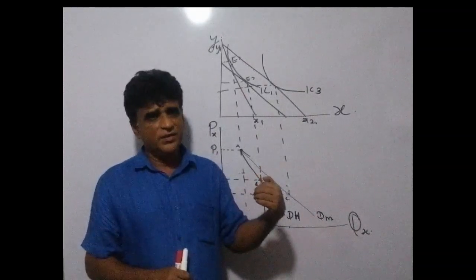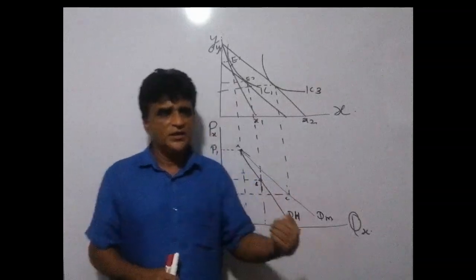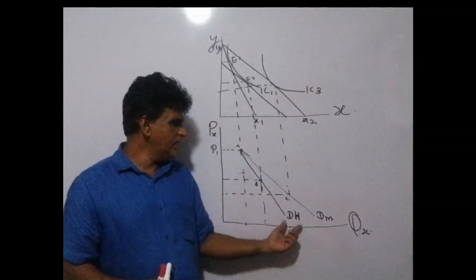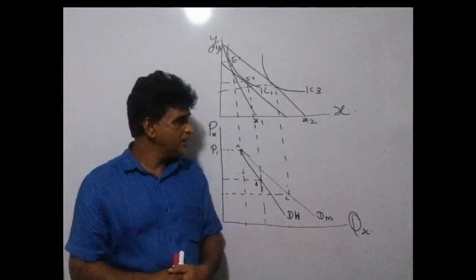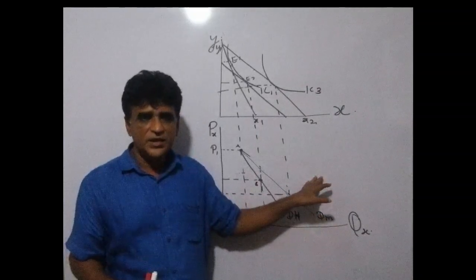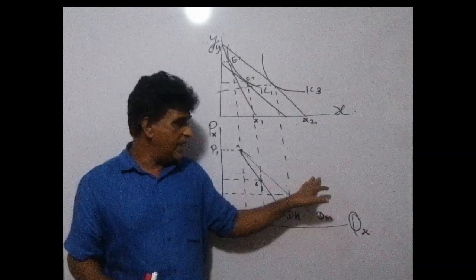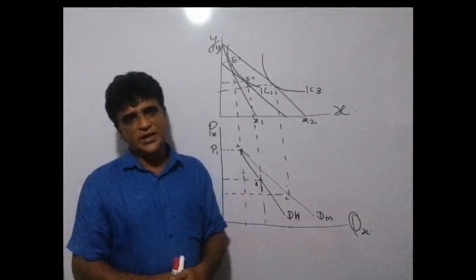Finally, we understood what the Marshallian demand curve is and what the Hicksian demand curve is. This is a theory related to consumer behavior and related to market equilibrium too.